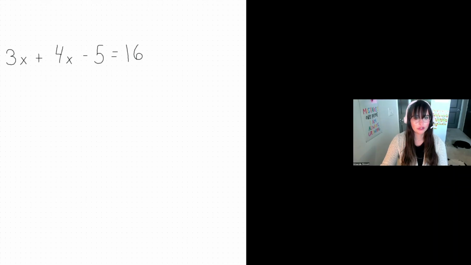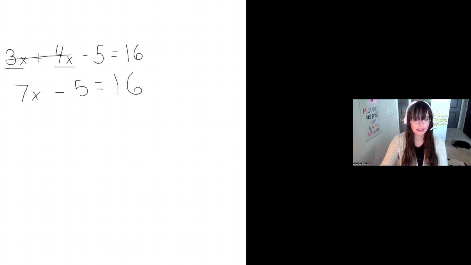Okay, let's start with our first equation here. 3x plus 4x minus 5 equals 16. What have we learned? First step, we're going to combine our like terms. Our like terms here are going to be 3x and 4x. We combine them to get 7x. Good. Those are done. Let's bring the rest of the equation down. So we have 7x minus 5 equals 16.